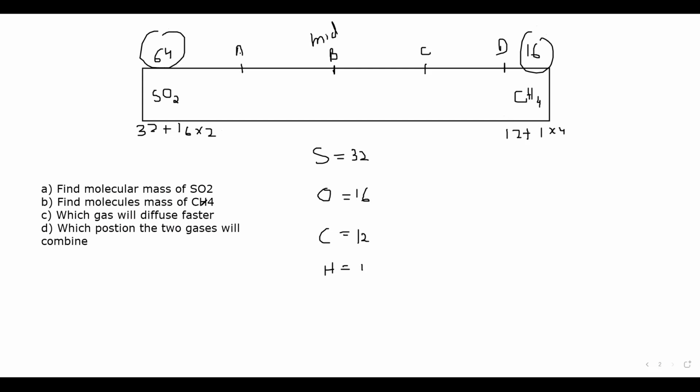Having got A and B, which will diffuse faster? The lighter one will diffuse faster. So methane or CH4 will diffuse faster. And which position? Because this will move faster and this moves slower, the likely position where they join is A.